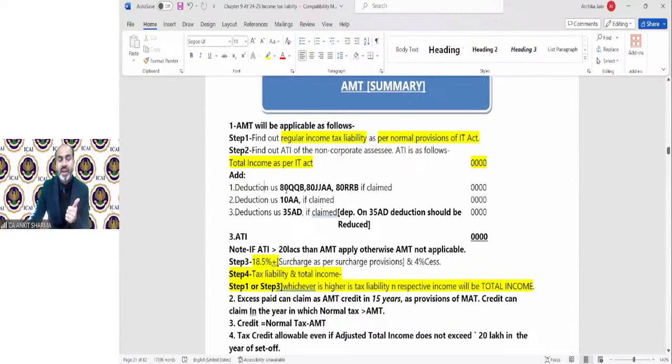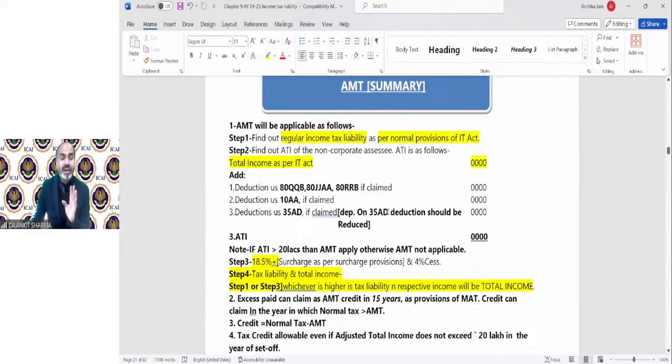QQB, I said, why do we do it? 80JJA and 80RRB, if claimed in this value. So if these deductions have been claimed, they need to be added back. If Section 10AA deduction has been claimed, it needs to be added back. If Section 35AD deduction has been claimed, it needs to be added back. So the depreciation on that 35AD we have to reduce, but the deduction needs to be added back.